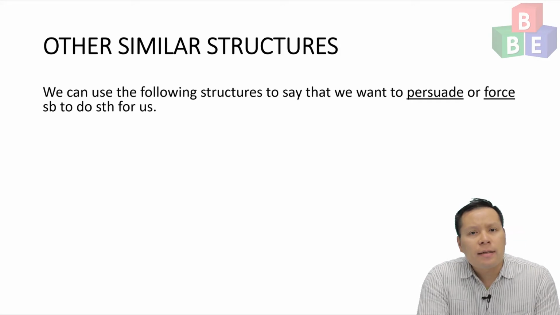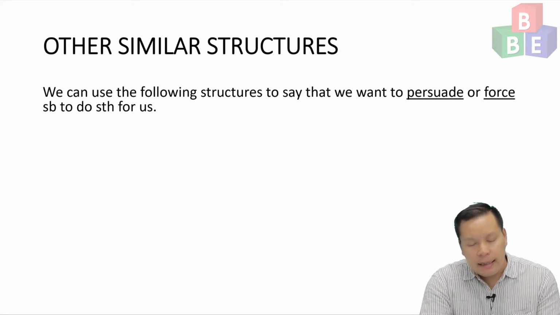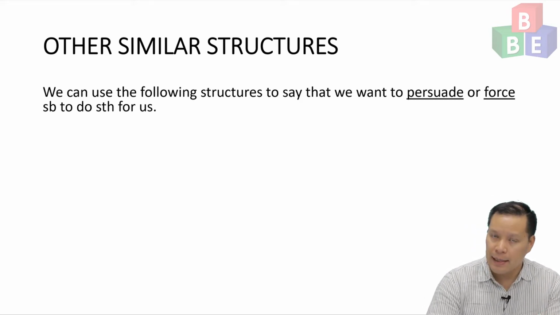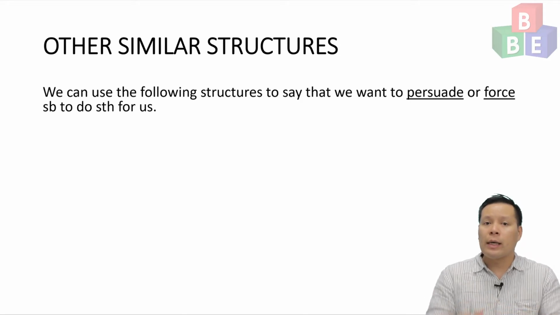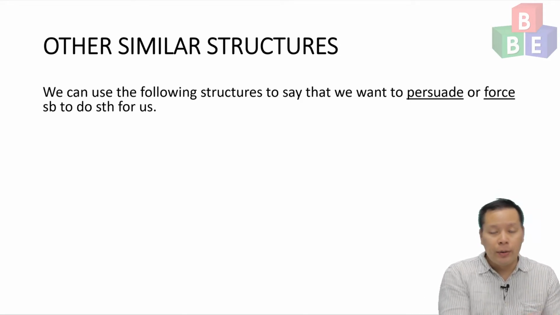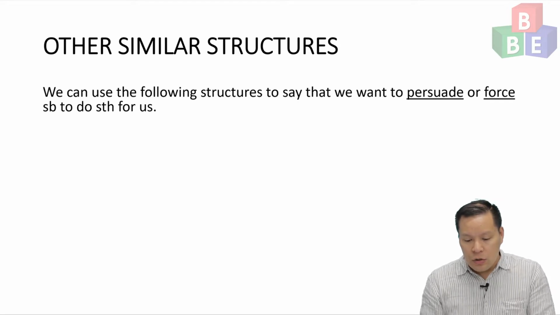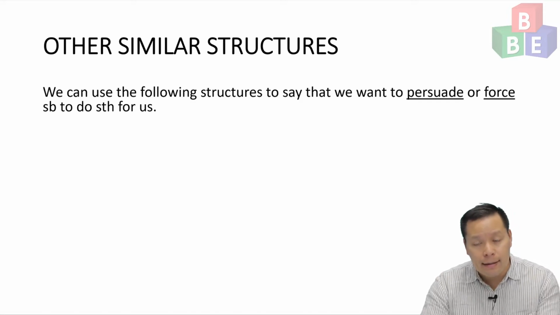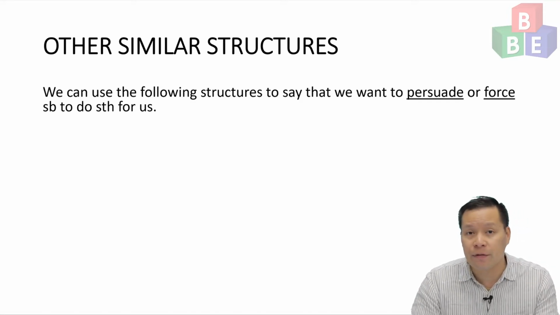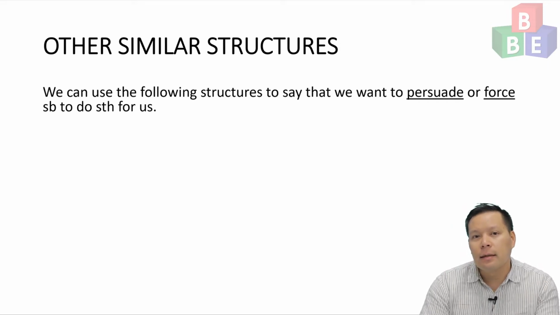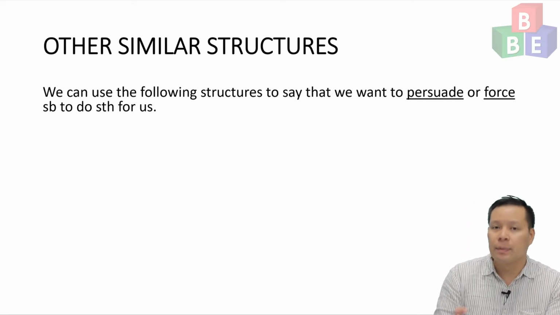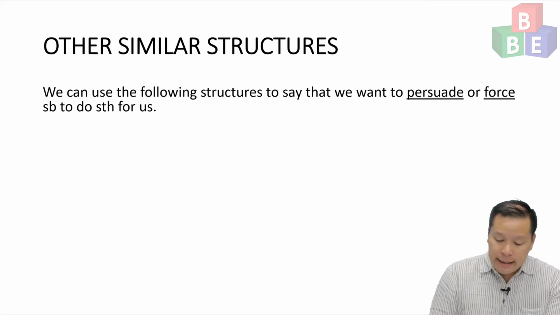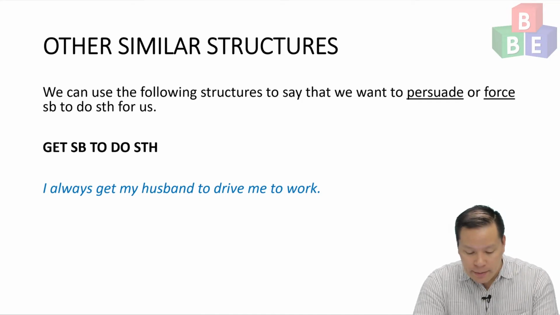Lastly, I want to talk about some other similar structures. They're not necessarily passive structures, but they do convey a similar message that we're talking about someone else doing something for us. So we can use the following structures to say that we want to persuade or force someone to do something for us. So in fact, the meaning here is a little bit stronger than simply just asking someone and paying them. The first structure is get someone to do something.